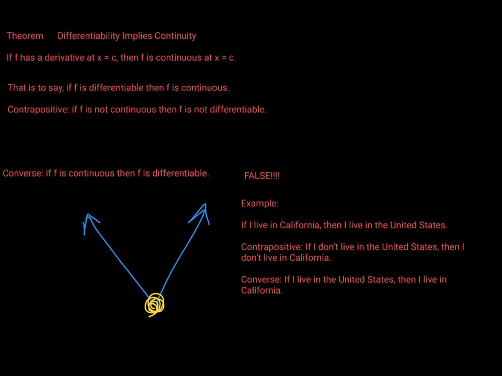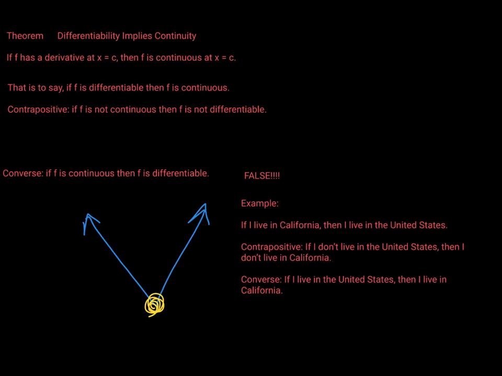To drive home this point, let me give you an analogy. If I live in California, then I live in the United States. Now, that's a true statement, right? The contrapositive is an equivalent statement, meaning if this statement is true, its contrapositive is also true, which says if I don't live in the United States, then I don't live in California. So that's also true.